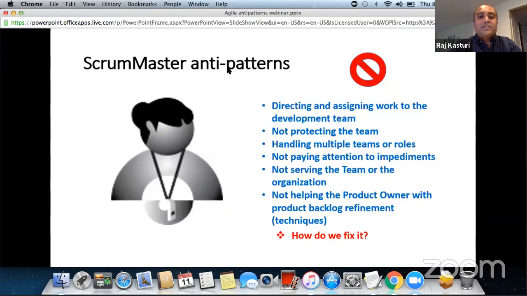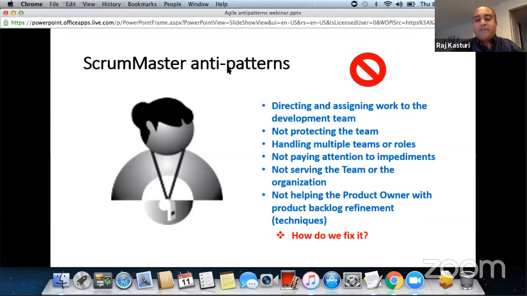I know some of these words may be new. Please go ahead and look up some of the information, either in the Scrum guide or any of the blog posts that you may encounter on the net. But essentially, development teams are self-organizing, so they don't need to have the work assigned. They can do it themselves. As a team, they collaborate and make sure that they get the work done. So that's an anti-pattern, and we want to avoid it as much as possible.